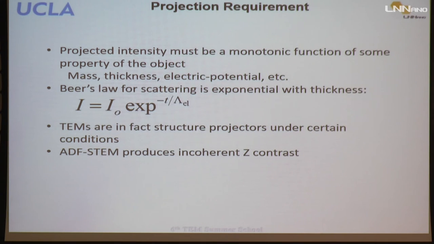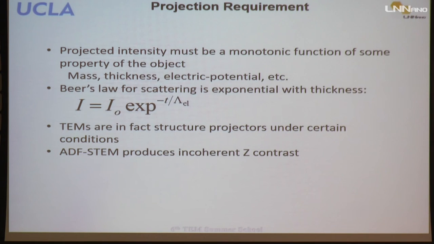Projected intensity must be a monotonic function of some property of the object, like mass or thickness or potential, or other things can be used. And Beer's law usually dominates in usual tomography techniques. When the ray is propagating through the medium, the signal dies exponentially with the thickness, related to the scattering cross section. When you take the logarithm, you can get the thickness, and the monotonic projection information can be obtained from the log of the ratio between the original intensity and the projected intensity. And TEMs are, in fact, good projectors under certain conditions.